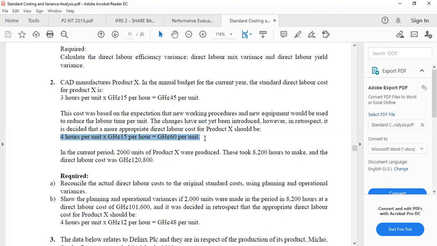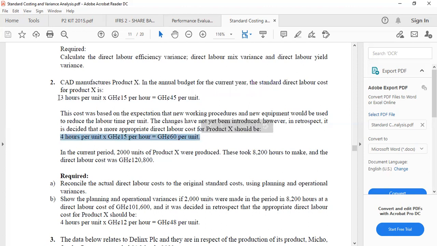So what they are saying is that we should calculate planning variances. The planning stage runs from when management gives out the target, the budget, to the stage when management has revised the initial budget. So the planning stage starts from where they have given this and ends where they have revised it, isn't it? All right.